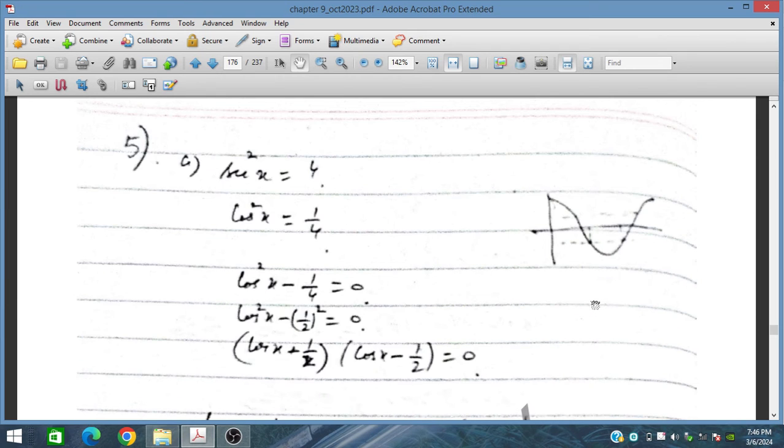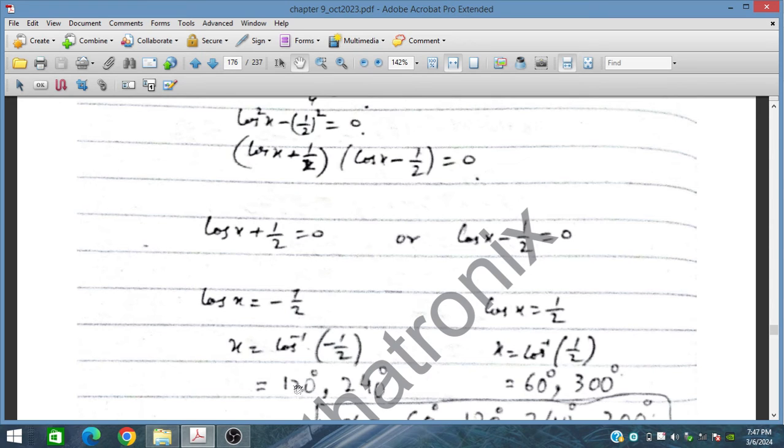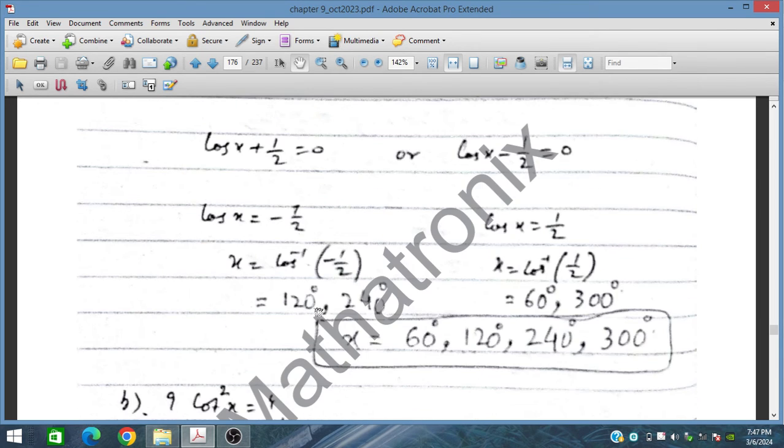Now question number 5. We have secant square x is equal to 4. So cos square x is equal to 1 over 4. So cos square x minus 1 over 4, so cos x plus half, cos x minus half, a square minus b square. So we have cos x plus half is equal to 0, cos x minus half is equal to 0. This is cos x is equal to minus half, and this is cos x equal to plus half. For minus half, we have the second quadrant and third quadrant. For plus half, we have the first quadrant and fourth quadrant. So all the solutions are 60 degree, 120 degree, 240 degree and 300 degree. So these are all the solutions.